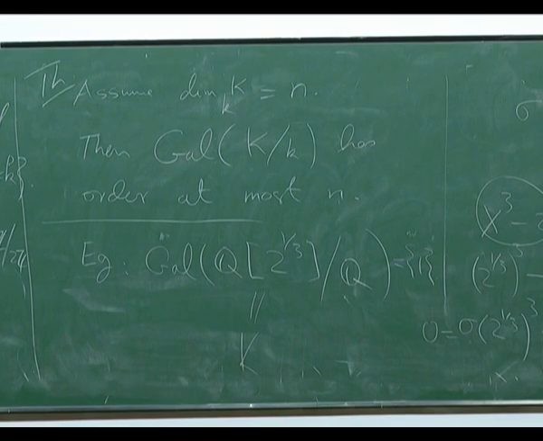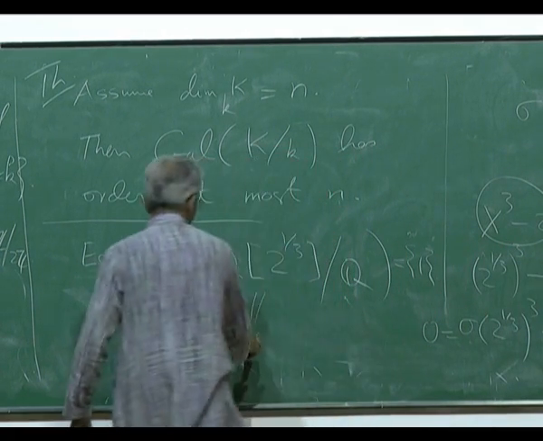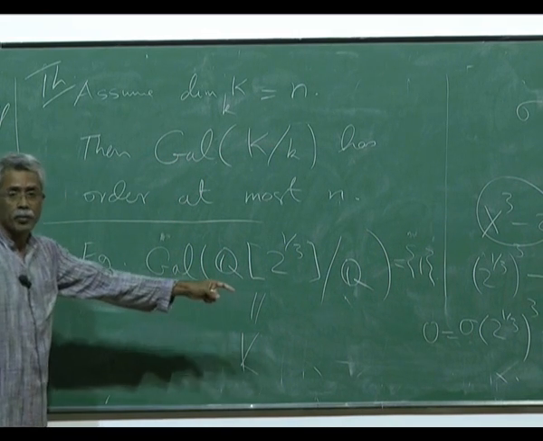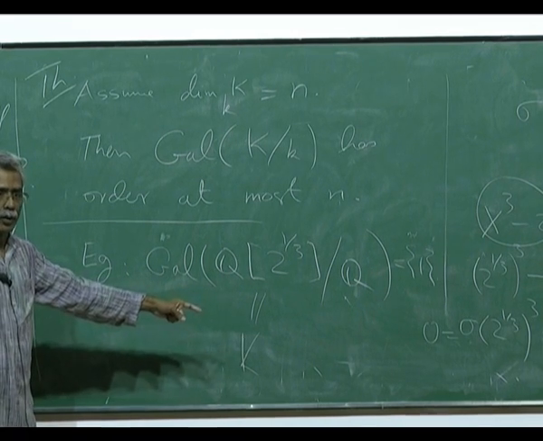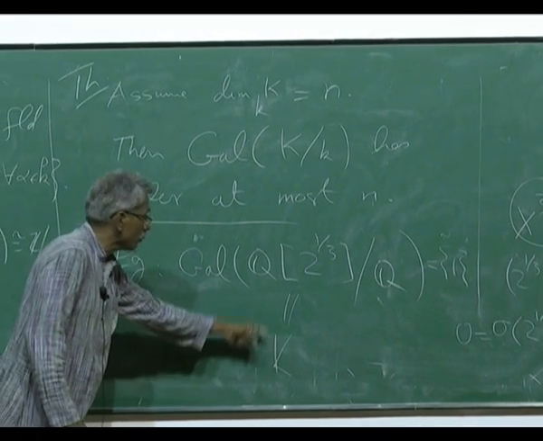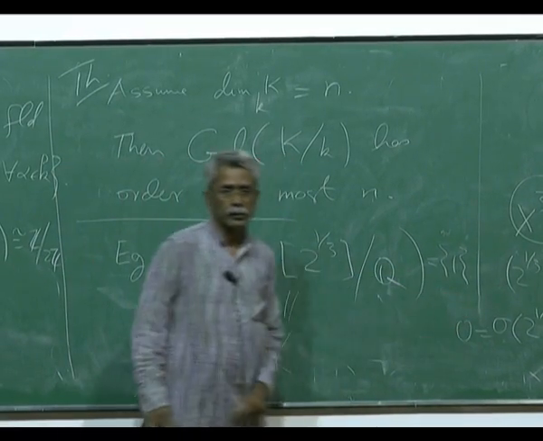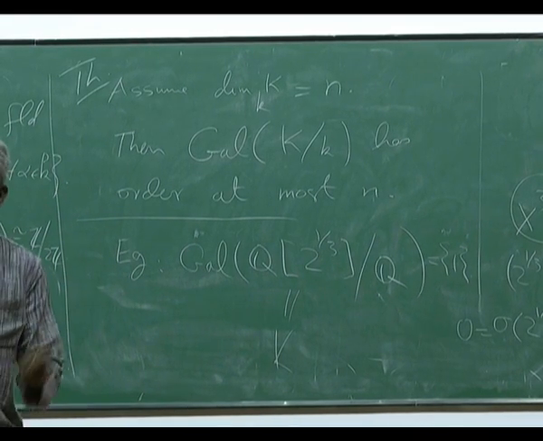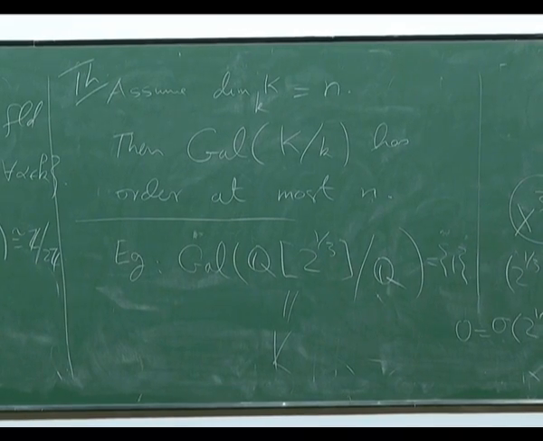So, in this case, the dimension of capital K over small k is 3, the same as the degree of the minimal polynomial that it satisfies, which is a cubic polynomial. But the number of elements in the Galois group is only 1. This does not happen in the case of splitting fields, this does not happen in the case of normal extensions.